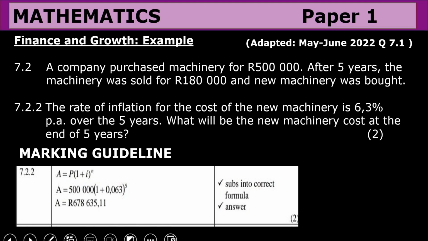Then the next question there says, a company purchased machinery for 500,000. After 5 years, the machinery was sold for 180,000 and a new machinery was bought. The rate of inflation for the cost of the new machinery is 6.3% per annum over the 5 years. What will be the new machinery cost at the end of the 5 years? So now we need to know that this machinery that we bought for 500,000, how much will it cost in 5 years' time? We have been given the inflation rate.